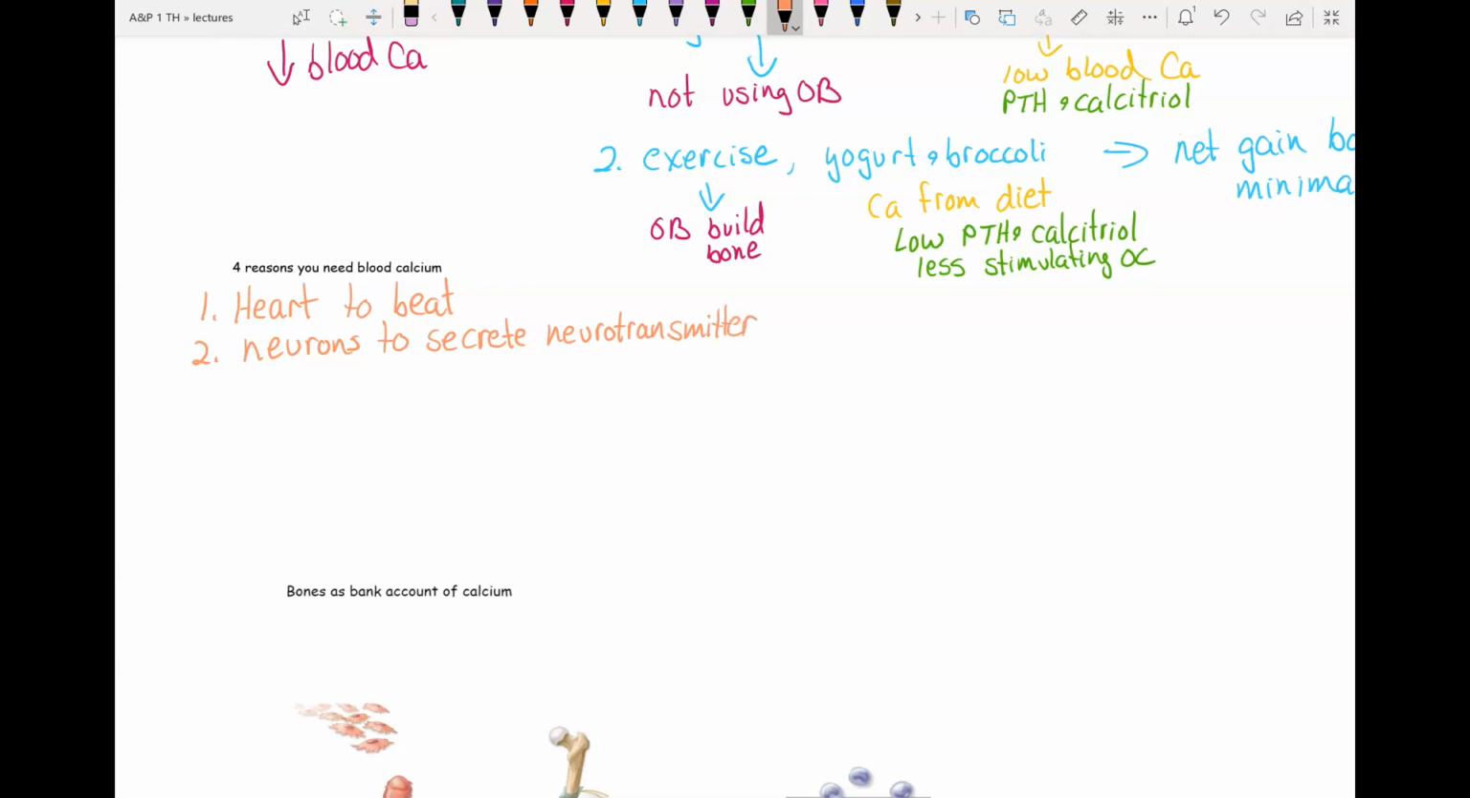And we will learn about this in chapter 12 when we talk about neurons. But in order for your nervous system to work and secrete its neurotransmitter, it has to have access to calcium from your blood. Your muscles need calcium in order to contract. And this we will learn in chapter 10, how muscles use calcium to contract. And finally, your blood needs calcium in order to clot. Like when you get a cut and you're bleeding and you stop bleeding, that's because you made a blood clot. You have to have calcium in order to make blood clots.